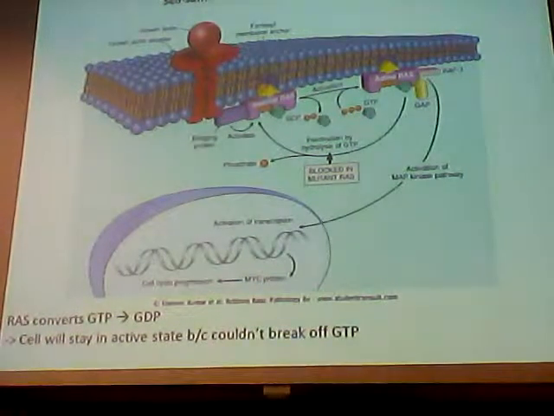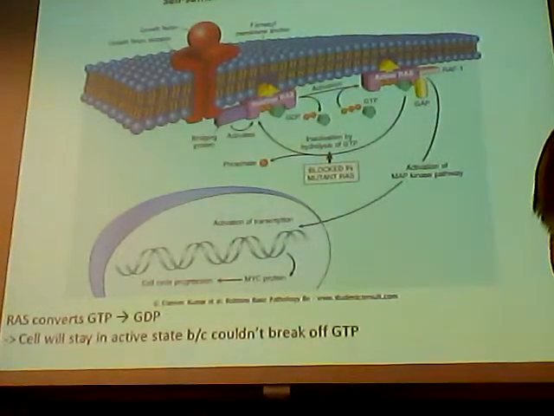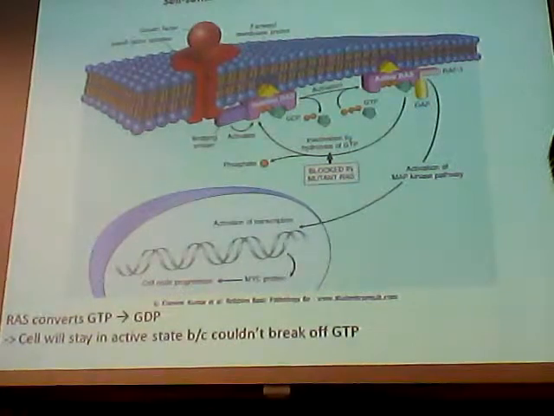So if I cut out RAS, which is what turns off the growth, then that means I'm constantly on. Does that make sense? So I leave the off switch permanently in place so that I'm constantly growing. So that's why it's self-sufficiency and growth signals.